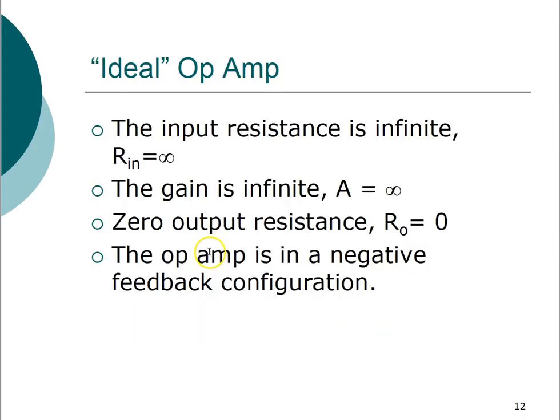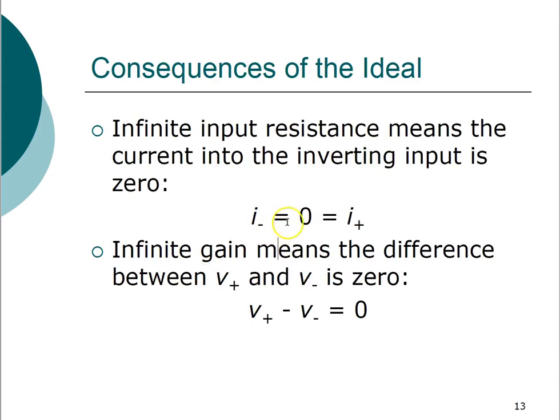So that's what it says: I negative from one terminal and I positive from the other terminal will be equal to 0. And the second important property of an ideal op-amp is the infinite gain. Because of that infinite gain, you will have V positive minus V negative equals 0. Infinite gain means the difference between V plus and V minus is equal to 0.